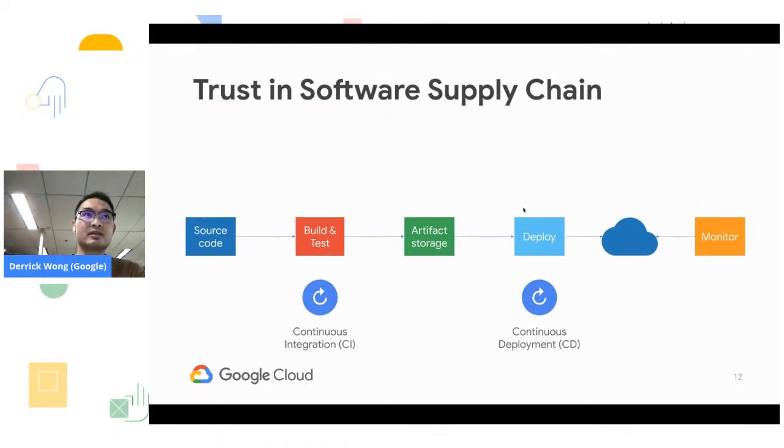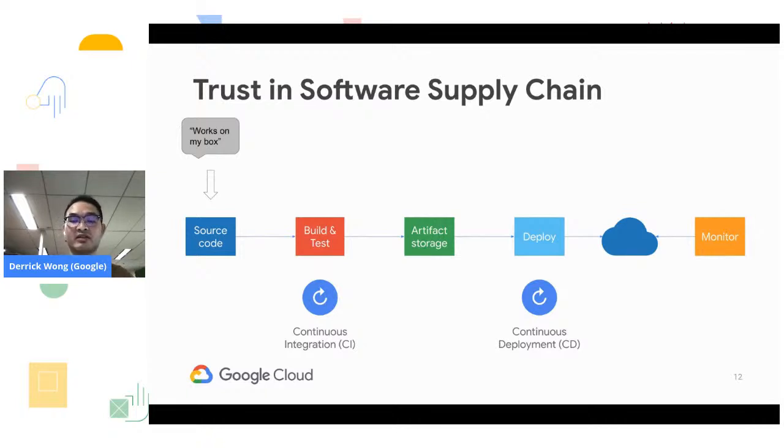The trust: there is trust in this software supply chain. The first one is when you commit the source code. You trust that because it works on your box, it works on your local laptop, and therefore you commit it, right?